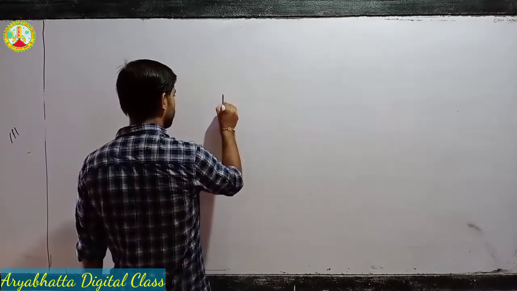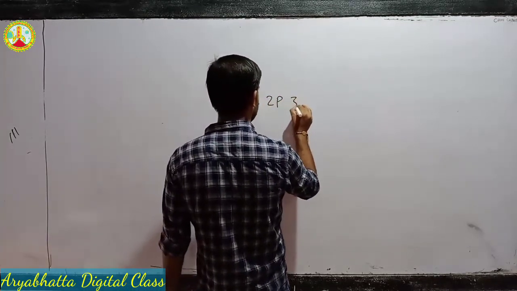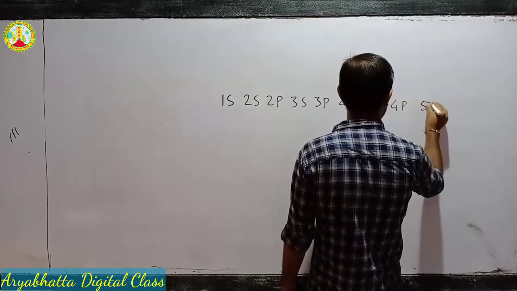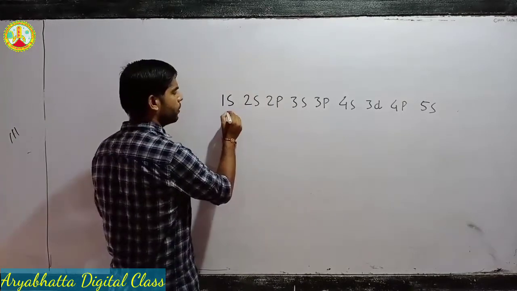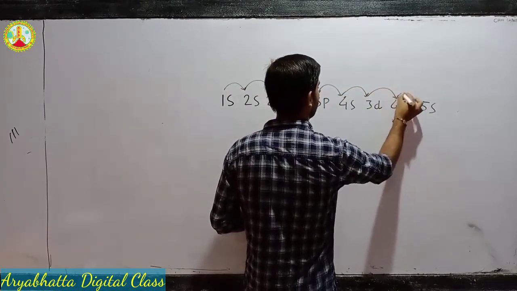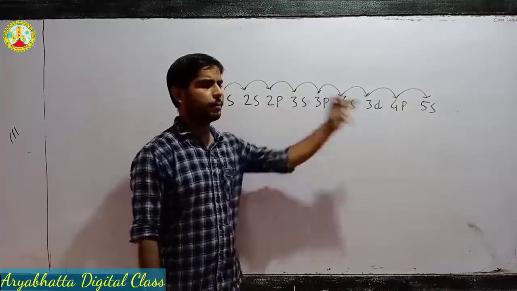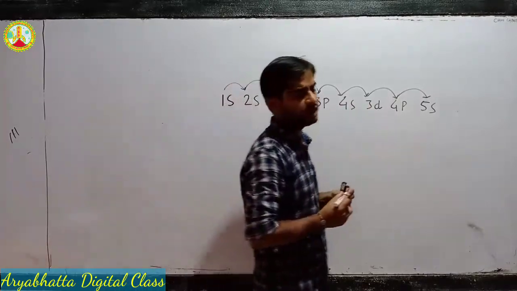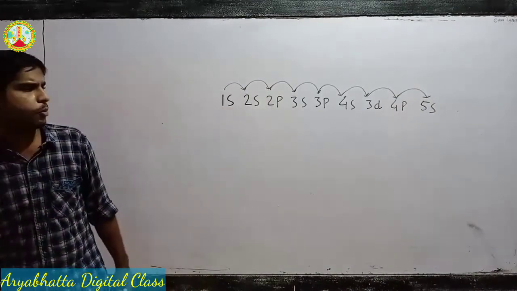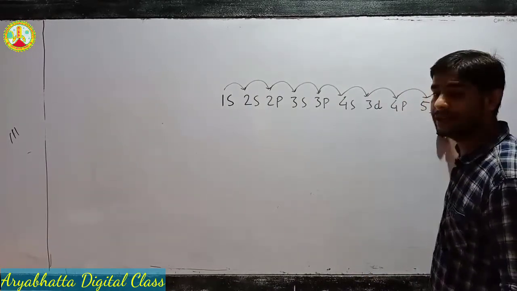Now see, I am writing the energy diagram: 1s, 2s, 2p, 3s, 3p, 4s, 3d, 4p, 5s. This is how the orbitals will appear. After 1s we get 2s, after 2s we get 2p, after 2p 3s, then 3p, then 4s, then 3d, then 4p, then 5s. This is the actual sequencing. The first orbital is 1s, then we get 2s, 2p, and you can compare the energy levels. It is placed in increasing order. If you can remember this, it will do. You will be able to construct the electronic configuration for any atom till atomic number 38.